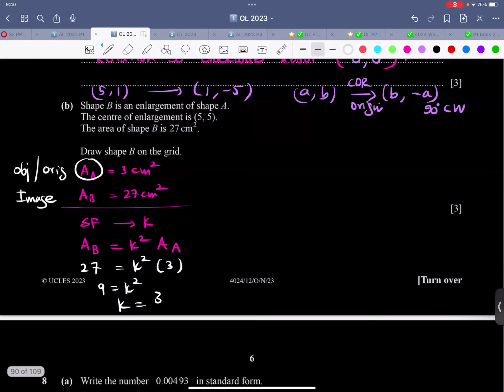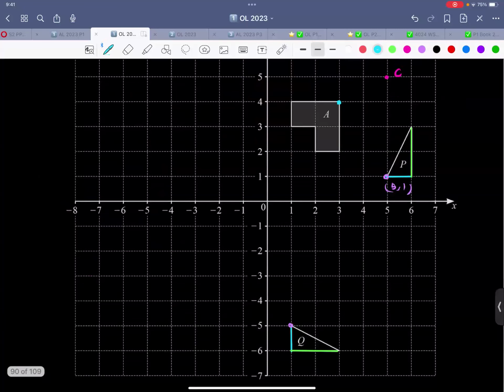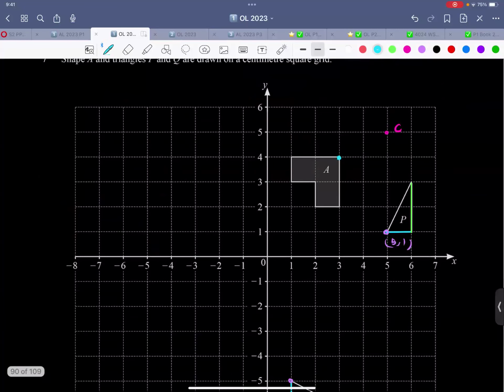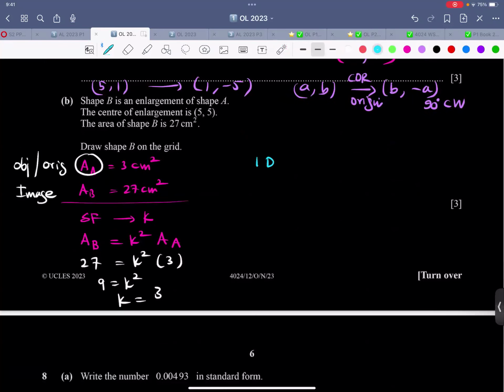Now, draw this shape on the grid. There are some points over here, so let me mark those points. Let me start with this point, which is the blue one. We have A, P, Q, C, and let me call this point R. In order to move to R, we go 1 unit down and 2 units to the left. When the scale factor is 3, 1 down becomes 3 down, and 2 left becomes 6 left.